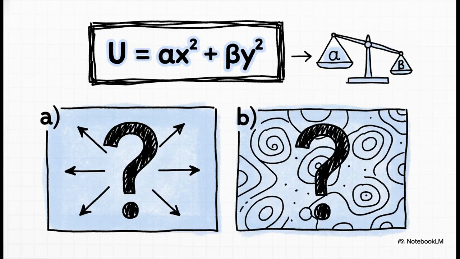Okay, so here's our mission. We're given this potential energy, U, that depends on where a particle is. And notice those two constants, alpha and beta. The problem makes a huge point of saying they're positive, but they are different from each other. Now that little detail, trust me, it's the key to this whole thing. Our job is to figure out two things. Is the force central, and what do the maps of this field actually look like?